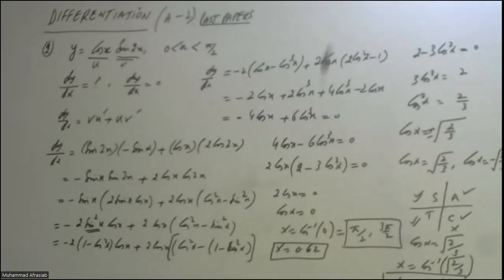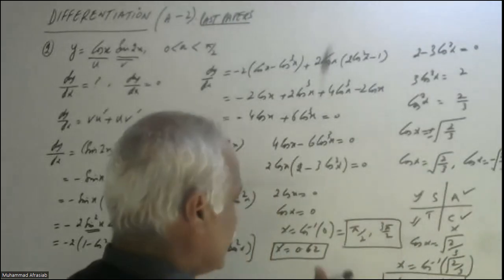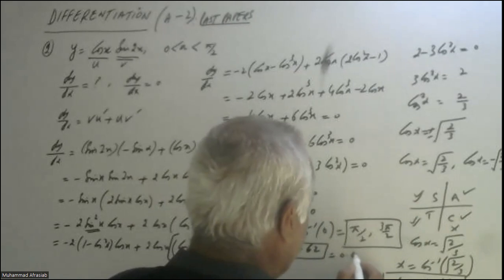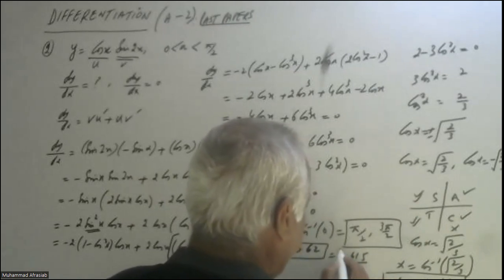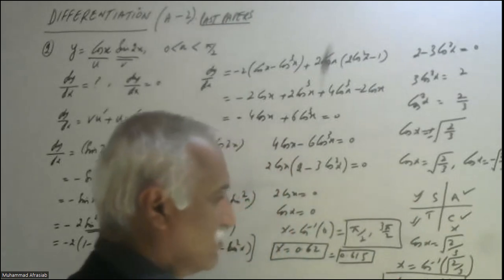Since the answer is required up to three significant figures, the same answer will be written as 0.615 for the question.